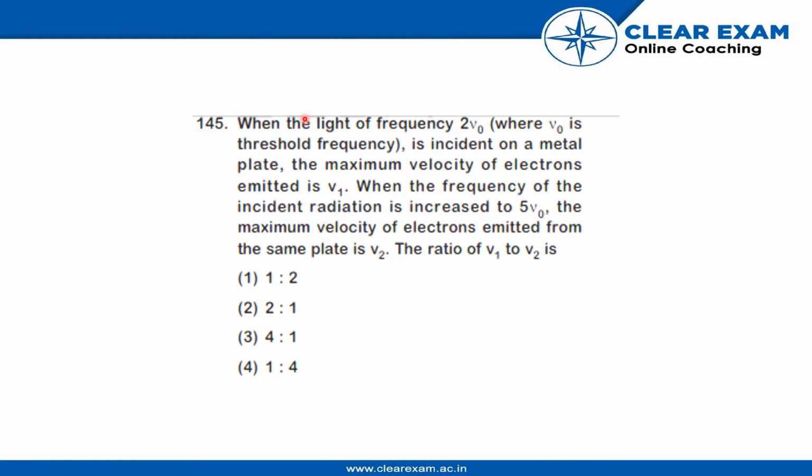When light of frequency 2ν₀, where ν₀ is the threshold frequency, is incident on a metal plate, the maximum velocity of electrons emitted is V₁. When the frequency of the incident radiation is increased to 5ν₀, the maximum velocity of electrons emitted from the same plate is V₂. So the ratio of V₁ to V₂ is: option 1, 1 ratio 2; option 2, 2 ratio 1; option 3, 4 ratio 1; option 4, 1 ratio 4.